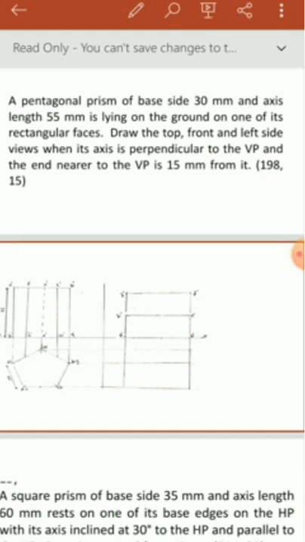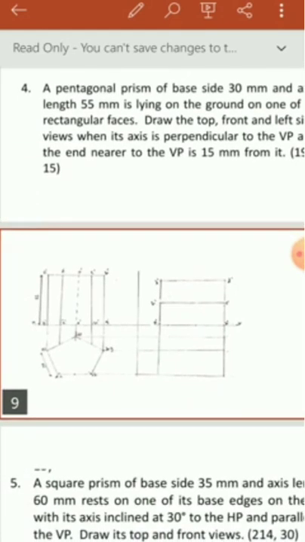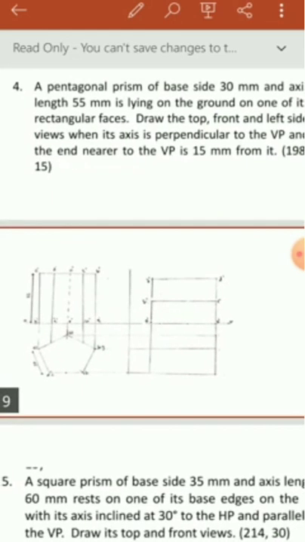We should draw a left side view from the right side. You should view from the right side and draw the left side view, or if you are drawing a right side view, you should view from the left side. Just transfer the points from this end to that end, and mark the points as clearly as possible, then you can get the left side view.